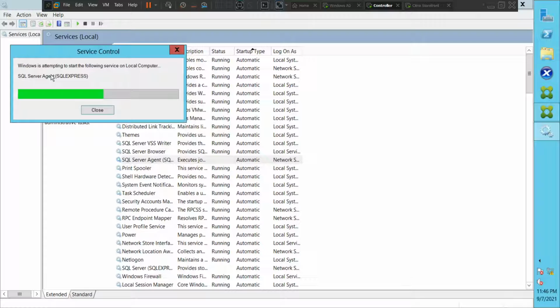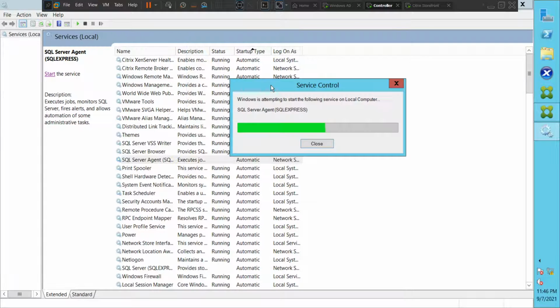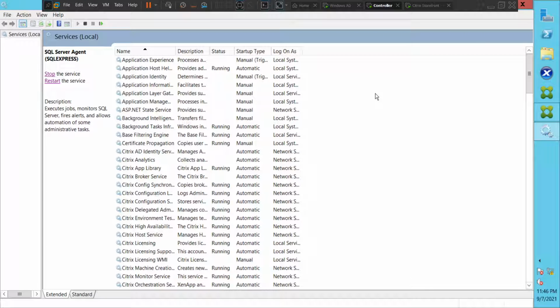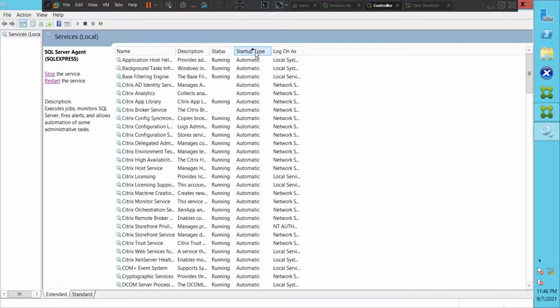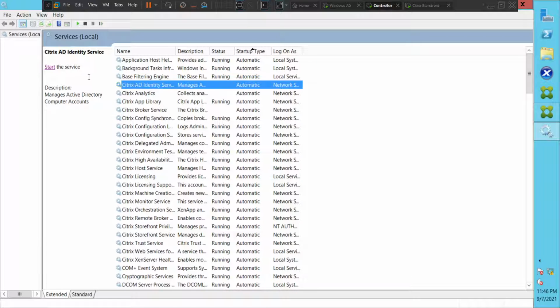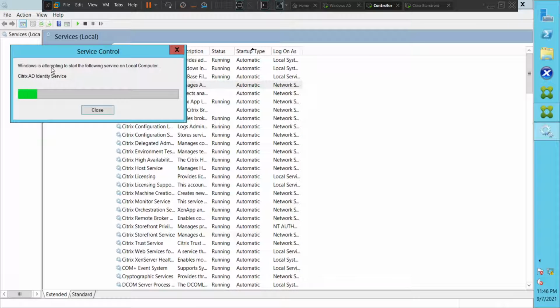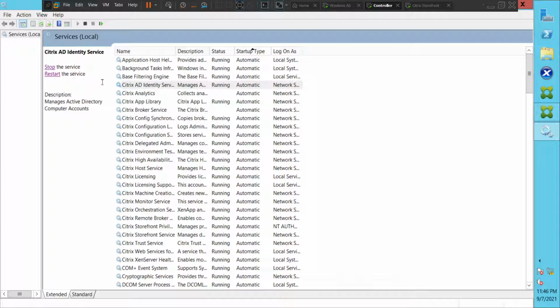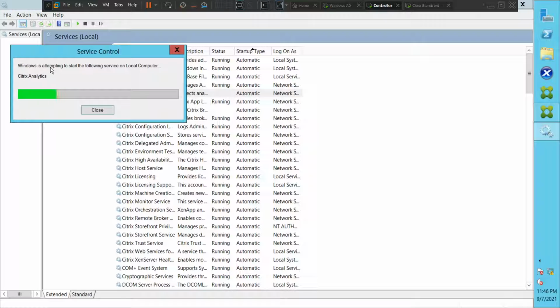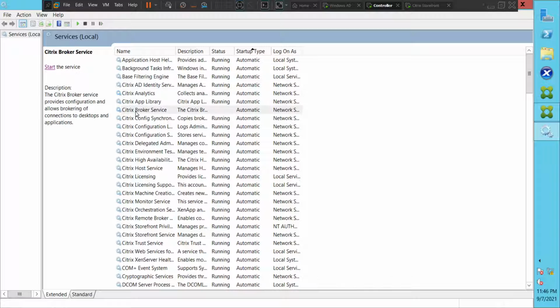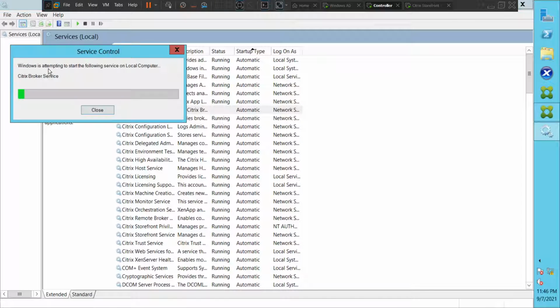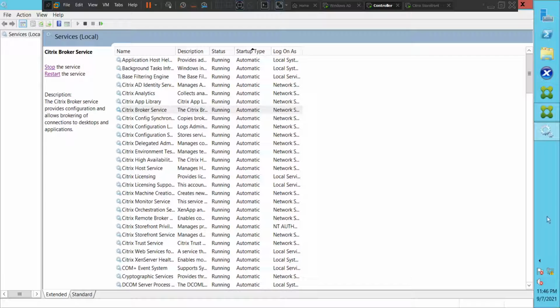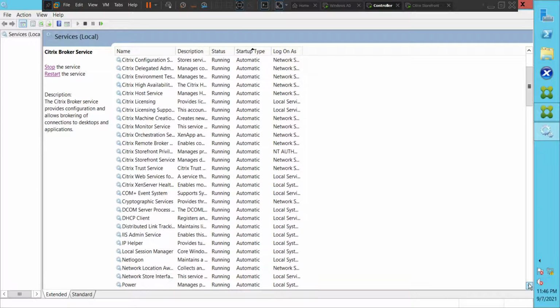And the other services look fine. Right, let me go back. Okay, it seems like a lot of services are down. Let me start one after the other. Citrix Analytics Service. All right, and the last one is Citrix Broker Service. Looks good now. Seems like all the services are up.